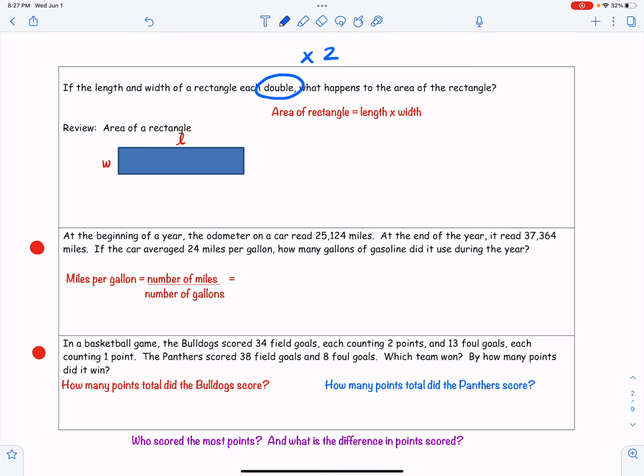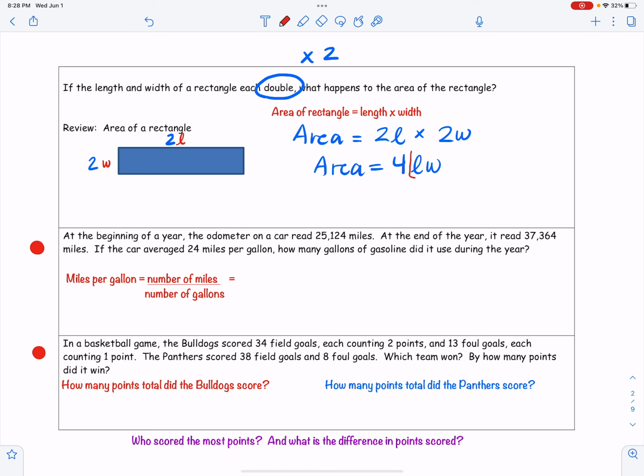So if I double the length and the width, then I'm going to be looking at 2 times the length and 2 times the width, and I want to know what happens to the area. Well, all I'm going to do here is write down the new length, which is 2L, multiply that by the new width, which is 2W, and then combine what I can. So 2 times 2 is 4, and we're looking at 4 multiplied by length times width.